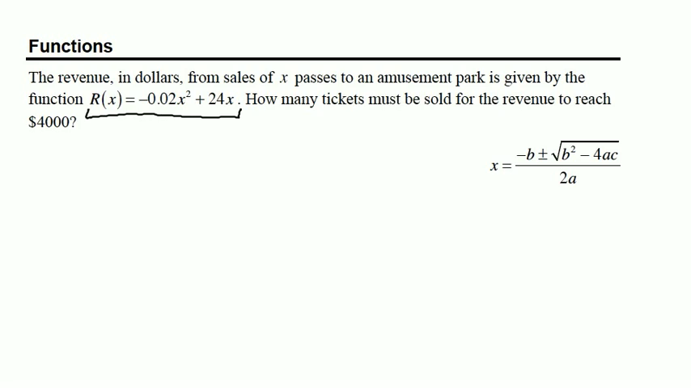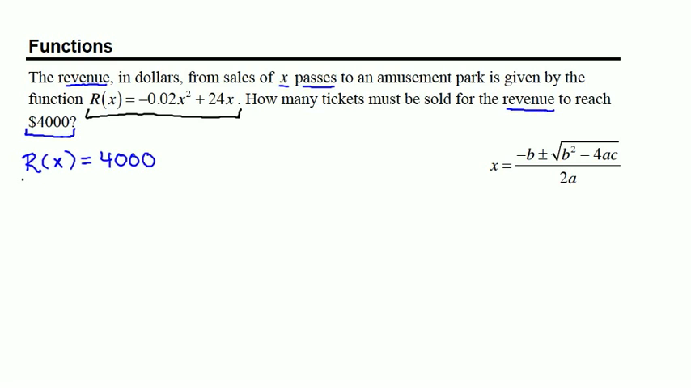The first thing that we need to consider is whether we were really given a value of x or a value of R of x. Since x is the number of passes and revenue is given by the function R of x, this is telling us that R of x is equal to $4,000. So we are going to set the whole function equal to 4,000 rather than plug in 4,000 as a value of x. The first step is to determine whether we were given a value for the input variable or the output variable.